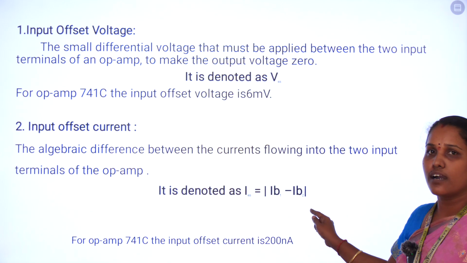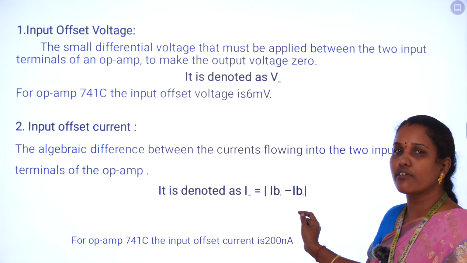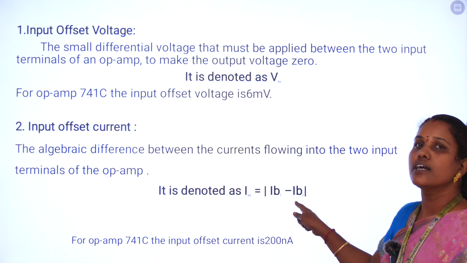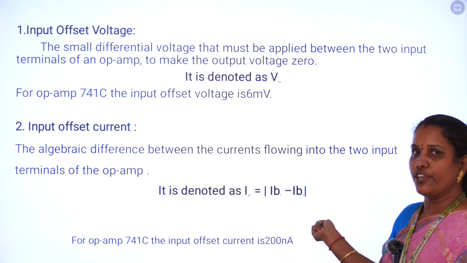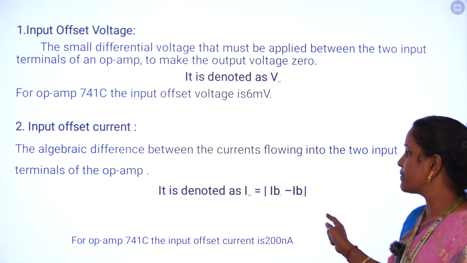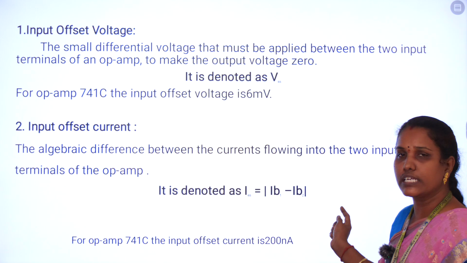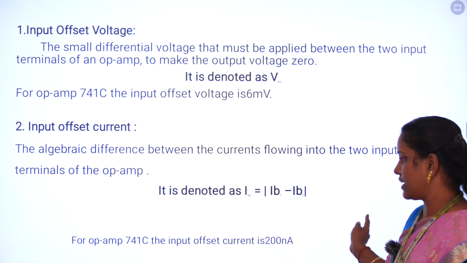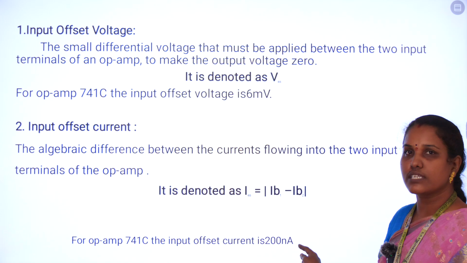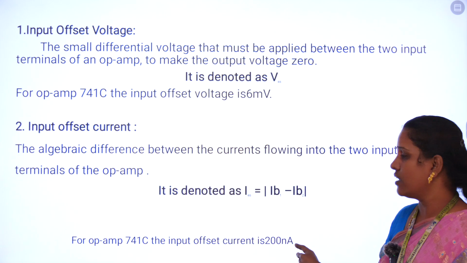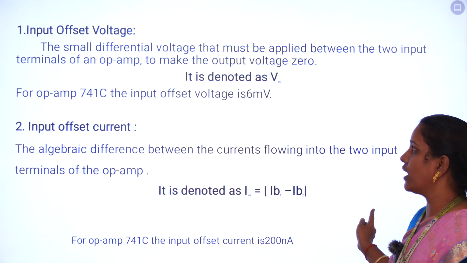Now, these are the formulas. To find the offset current, the bias currents flowing into the inverting terminal and non-inverting terminal, their difference is called the offset current. So the difference between the bias current flowing to the inverting terminal and non-inverting terminal is nothing but the offset current. The value of the offset current that you have to compensate externally to make your output zero is 200 nano amps.